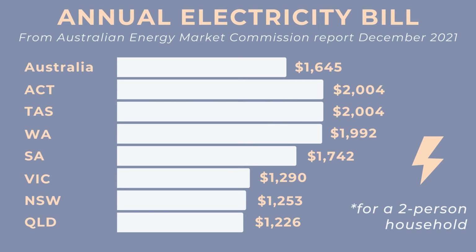In Western Australia, it was $1,992 a year. In South Australia, it was $1,742 a year. Victoria was $1,290 a year. New South Wales was $1,253 a year, and Queensland was $1,226 a year. So they are not in any way in line with the prices of buying or renting property across Australia.